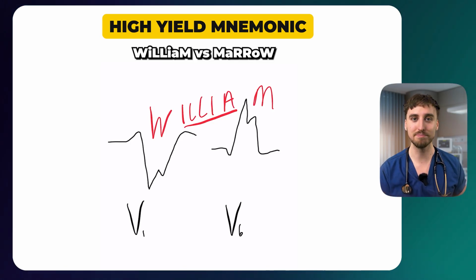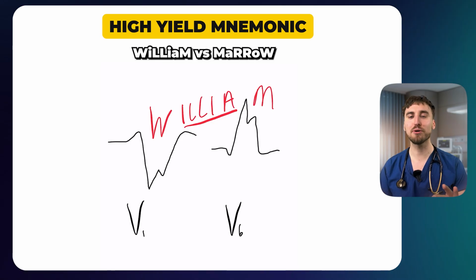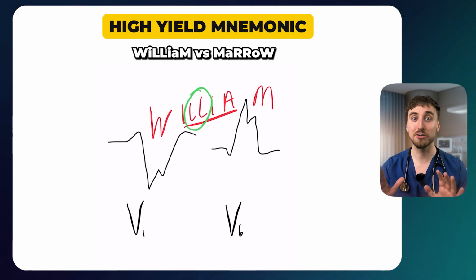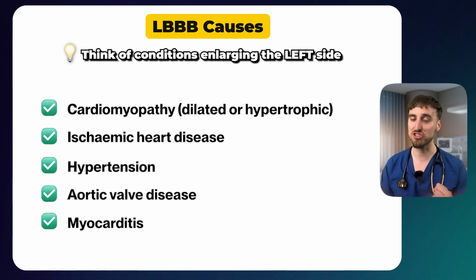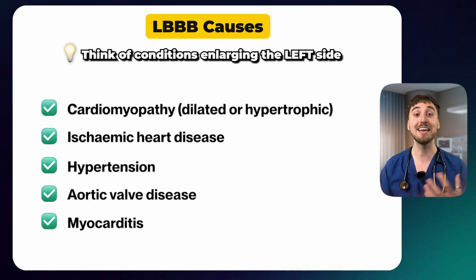Interestingly, a left bundle branch block is usually never normal. A sign of a STEMI can be a new left bundle branch block. Here are some causes, but think of things which generally change the shape of that left-hand side, like dilated cardiomyopathy. Now you understand left bundle branch blocks and right bundle branch blocks.